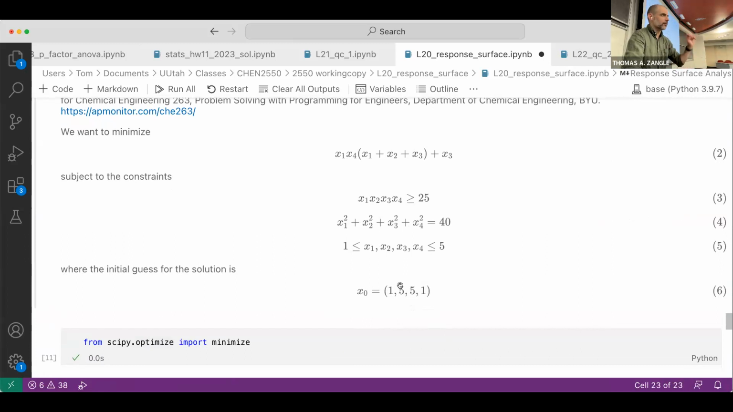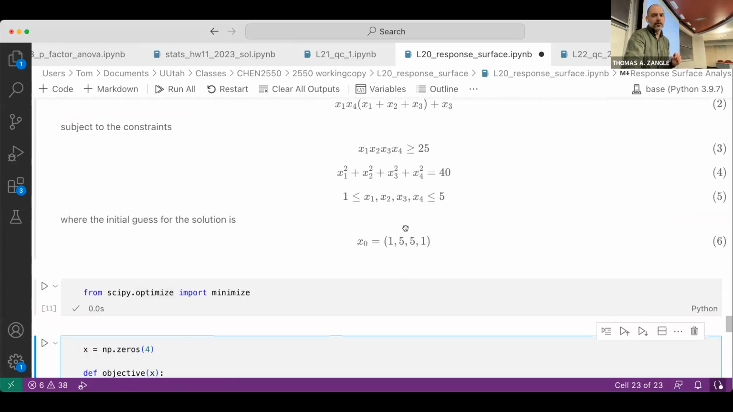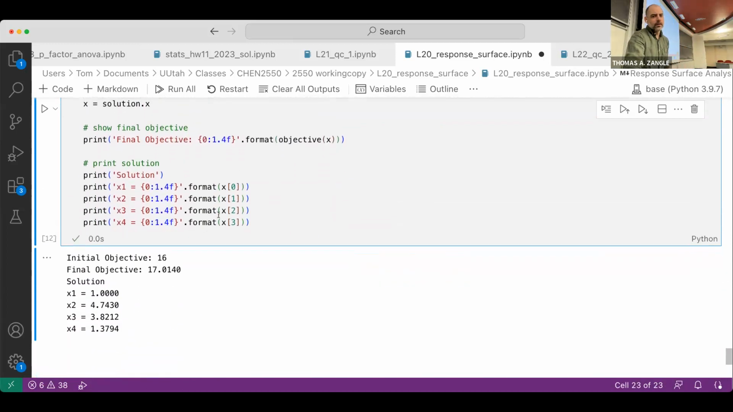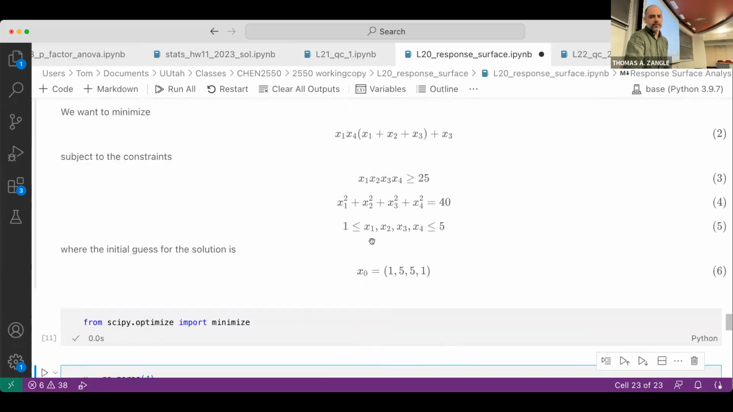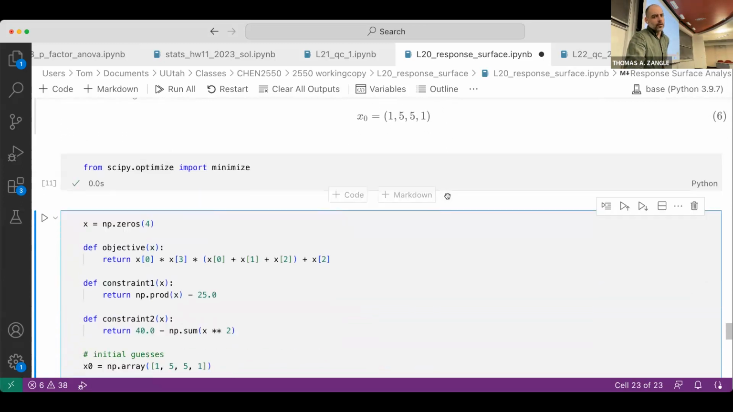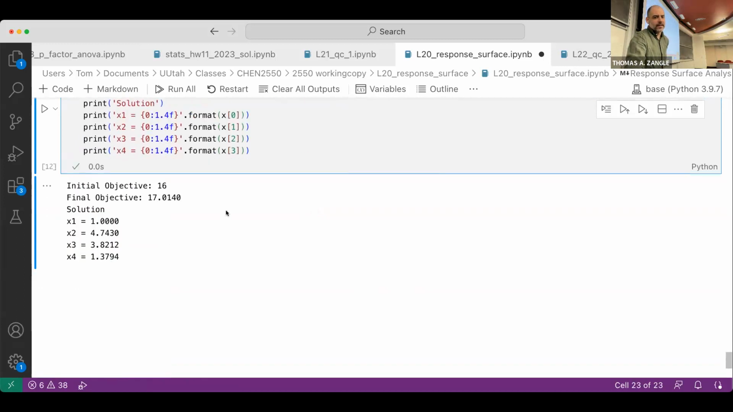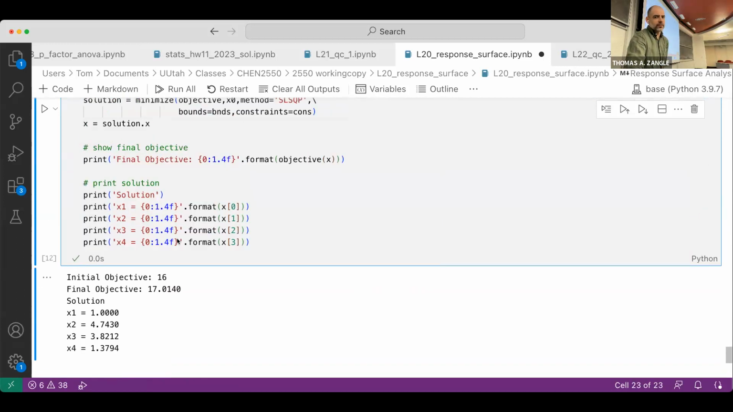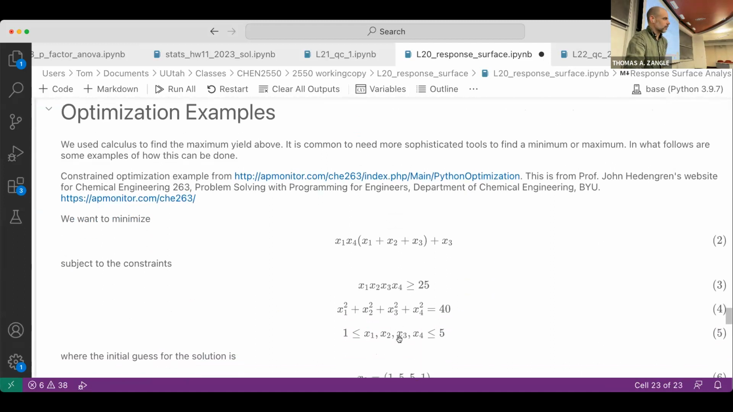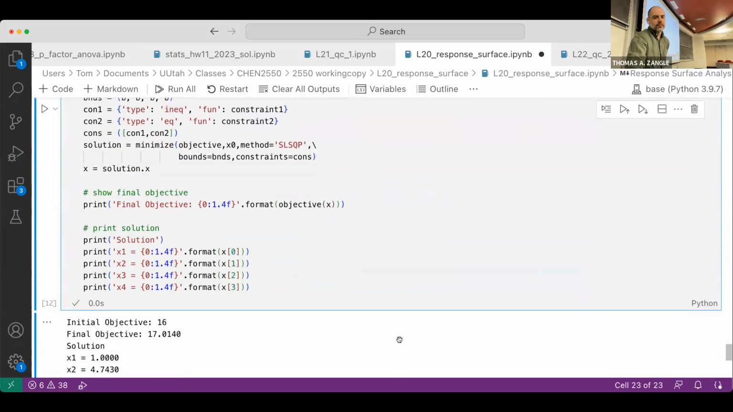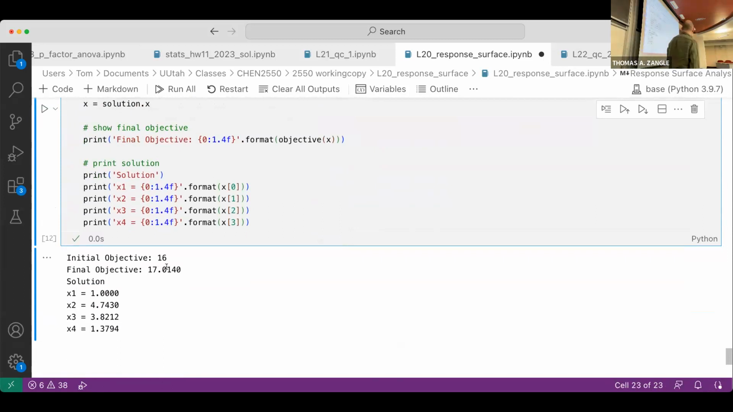So sorry, our initial value rather did not satisfy our second constraint. So we've taken this initial guess, and at that initial guess, our objective function, our cost function, was 16. But if we look, that initial guess is going to be 1 plus 25 plus 25 plus 1, so it's going to be 52. So it doesn't meet our constraint. When we minimize, we then found a new location which does meet our constraints, and our minimum was now 17. So the minimum that we can actually achieve was 17.